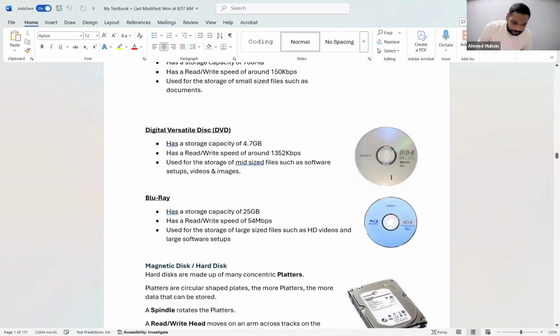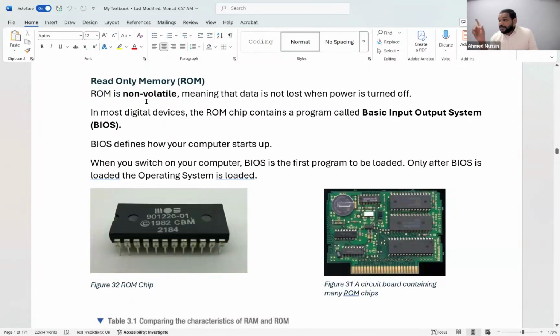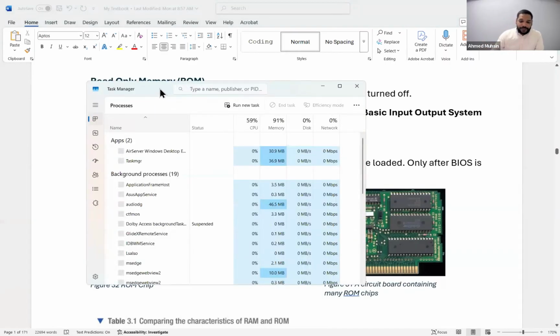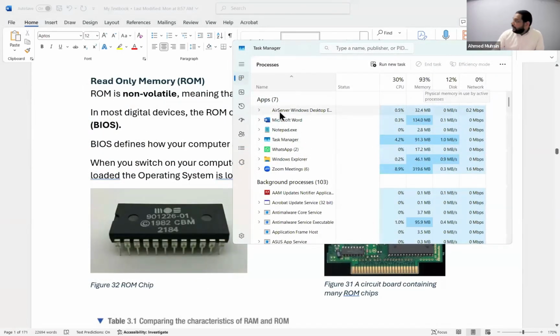Hurry up, please. I told you all RAM is volatile. What does volatile mean? Exactly. When the computer turns off, whatever is there in the RAM is gone. Let me prove it to you all. Control Shift Escape. Can you all see my RAM is right now quite full, 92% full of what? Full of these programs. Word is running, Notepad is running, Task Manager is running. It's 93% full of these programs.